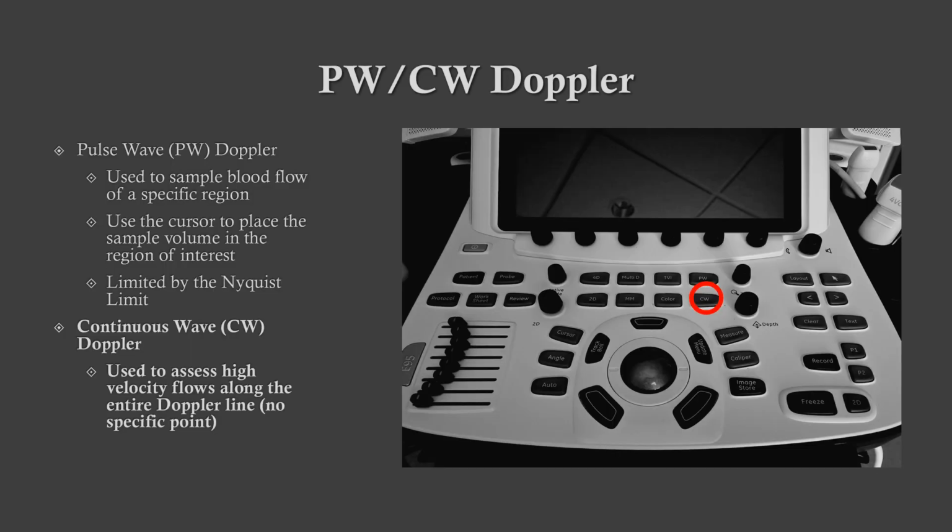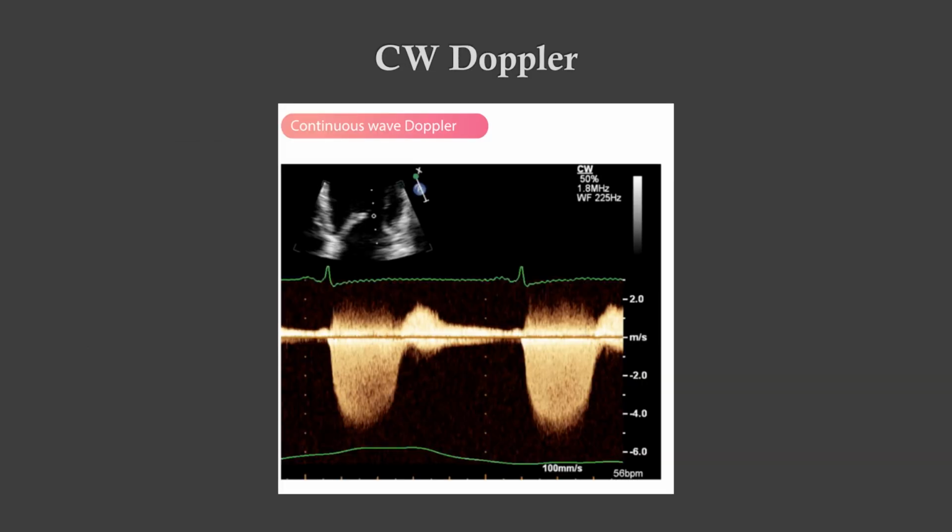Continuous wave Doppler next. It is used to assess high velocity flows along the entire Doppler line at no specific point. Here we see an example of continuous wave Doppler assessment of the mitral valve, and we see the regurgitant jet below the baseline.